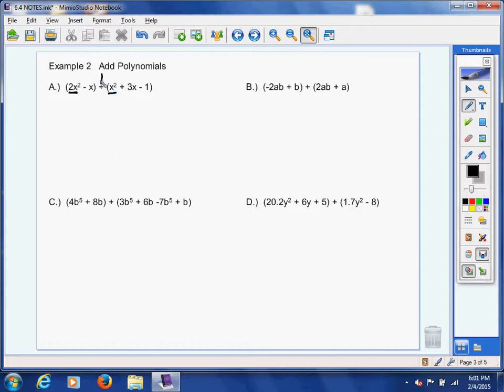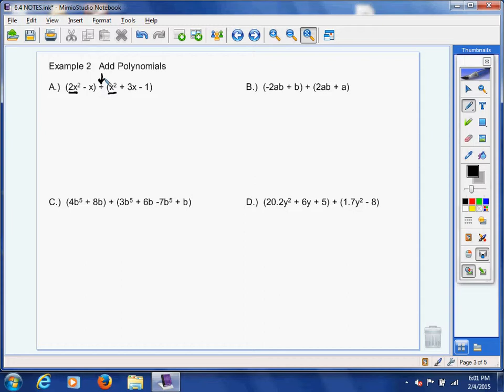Do you see that in this particular example, we are doing addition of these two polynomials? Again, being specific, we're intentionally looking for like terms. Remember, a like term has the same variable and the same exponent on that variable. That's how we know if it's a like term or not.